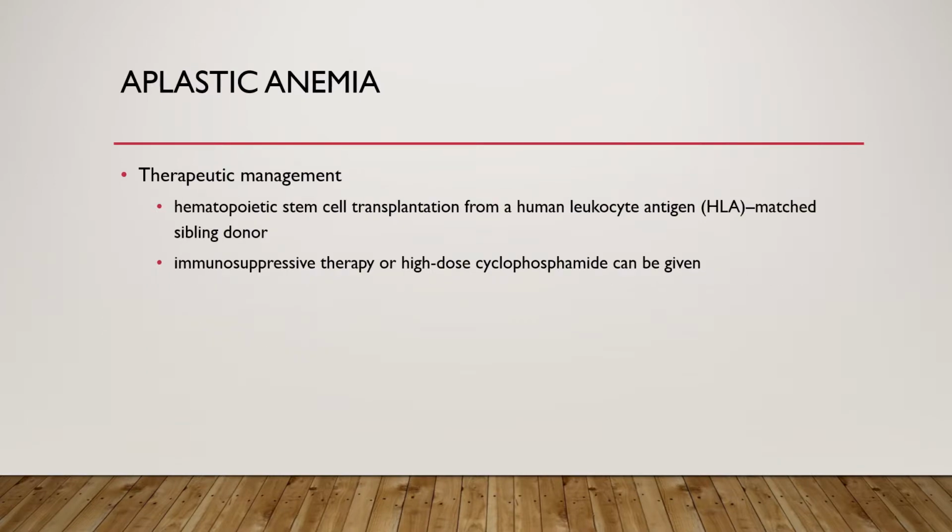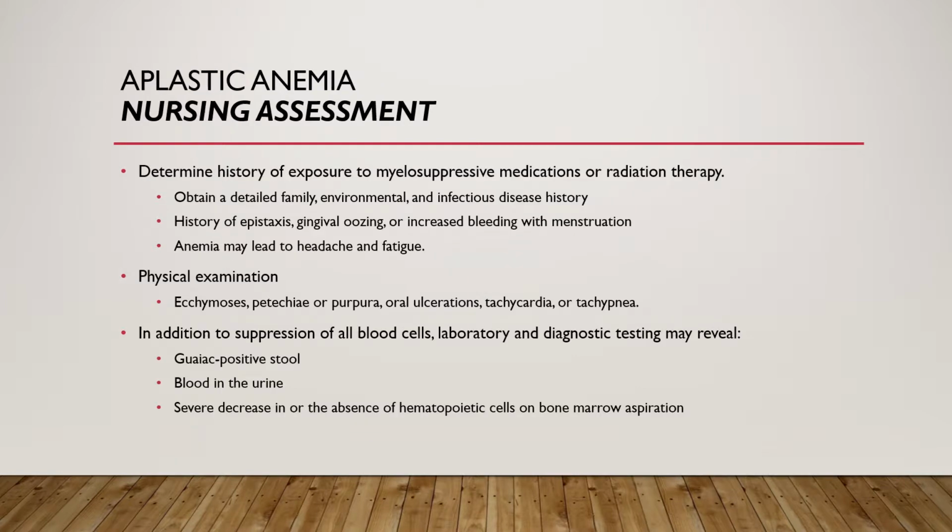Therapeutic management, if it isn't resolving pretty quickly, they will need to undergo a hematopoietic stem cell transplant from a human leukocyte antigen (HLA) matched sibling donor. Big problem if you're an only child. Immunosuppressive therapy or high-dose cyclophosphamide may be given. These kids are actually put in protective isolation to make sure that they don't get anything when they're in the hospital.